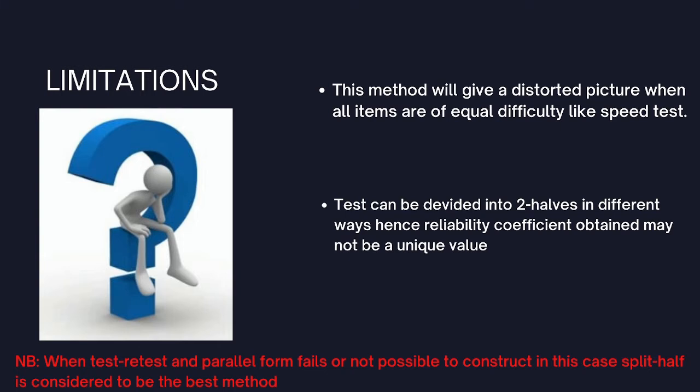And you may have a doubt about the speed test. A speed test is a psychological test with respect to time: how many questions the student or the subject will answer within a stipulated, predetermined time. That is the speed test. And the next limitation is that a test can be divided into two halves in different ways, so a single unique value of reliability is a question mark here. This is yet another severe limitation of this method.